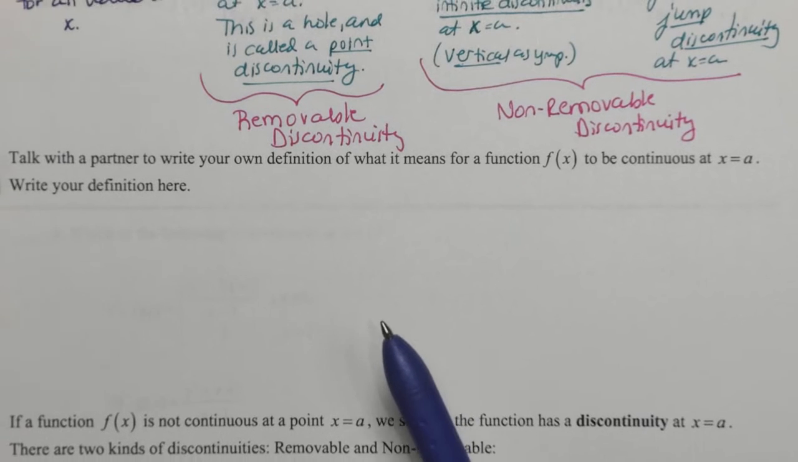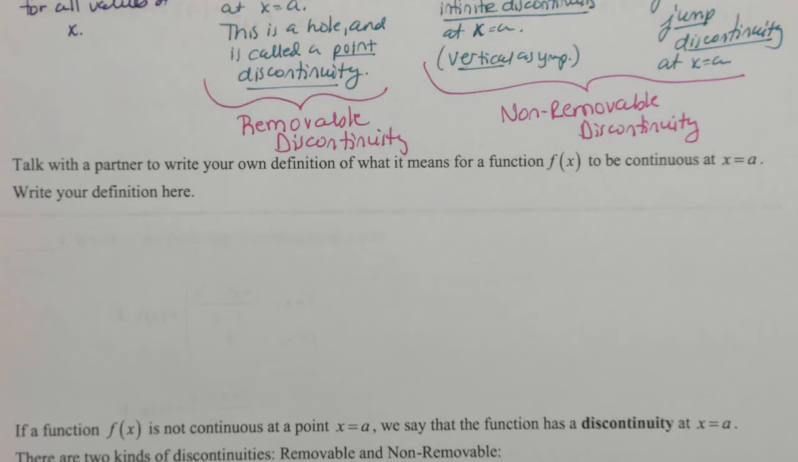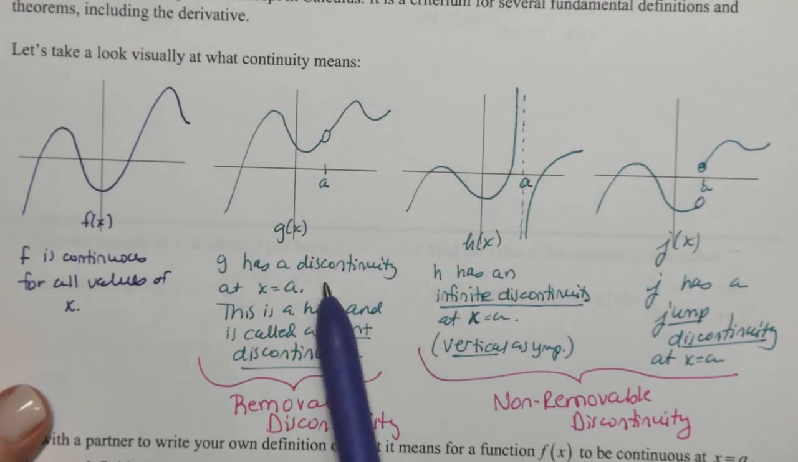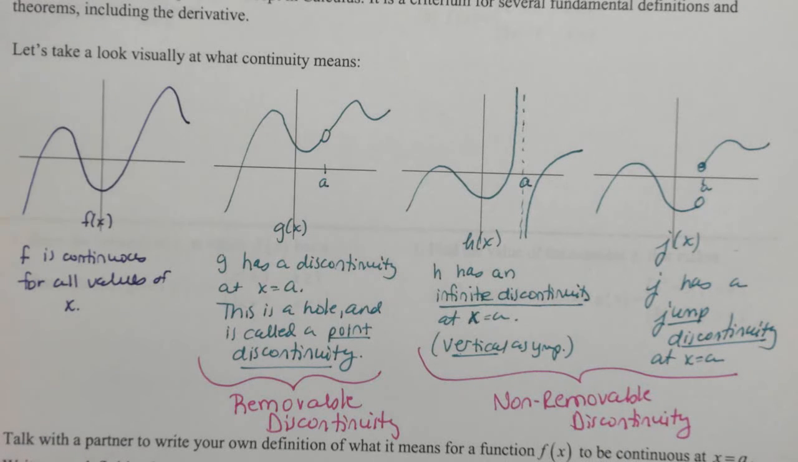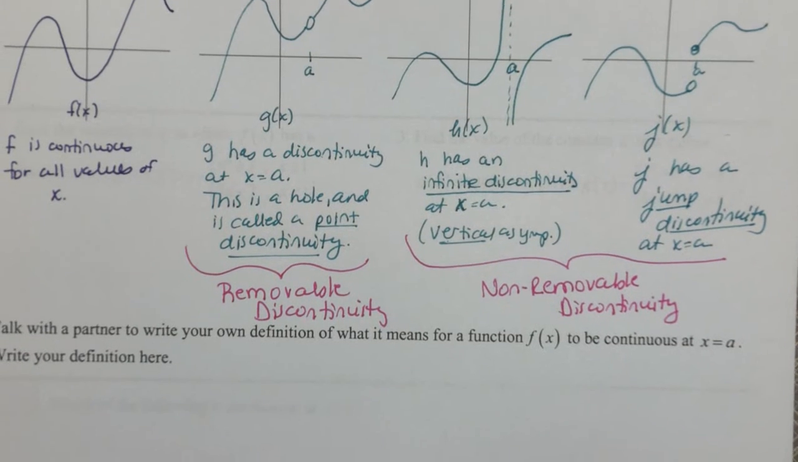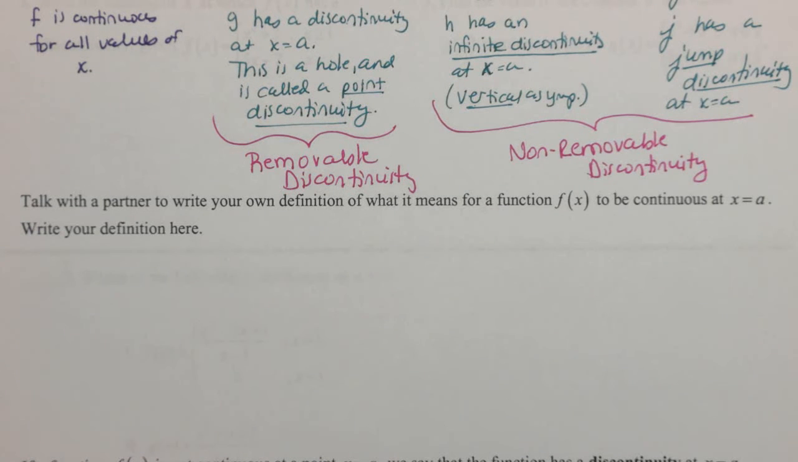So in class we're going to get together with a partner and talk about a definition. We talked about these, but we didn't really give a rigorous definition for a function to be continuous or not continuous. So you'll get together with a partner and try to come up with a definition for that. Then we would get back together and discuss those, and I would tell you what is commonly used for a rigorous definition of continuity in textbooks.